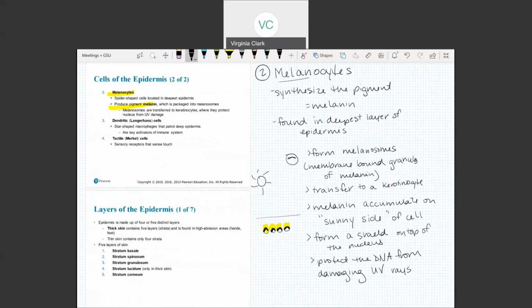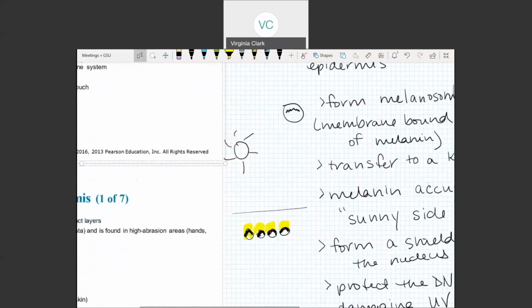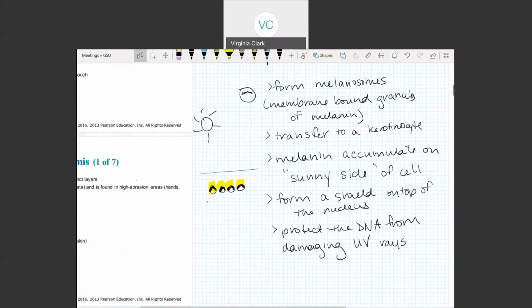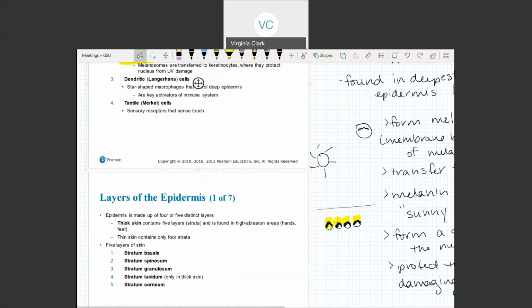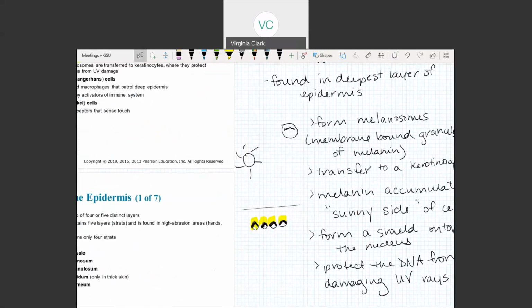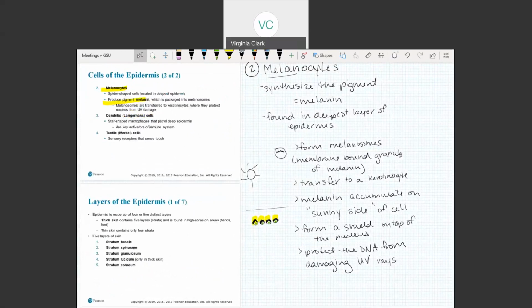When the melanin gets into a keratinocyte, it will accumulate on what is called the sunny side of the cell. If this is my nucleus, it will protect the nucleus by forming on the side of the cell that is facing the sun. It's called the sunny side of the cell. And as it does this, it will create a barrier, a sun shield protecting the DNA from the damaging UV rays of the sun.